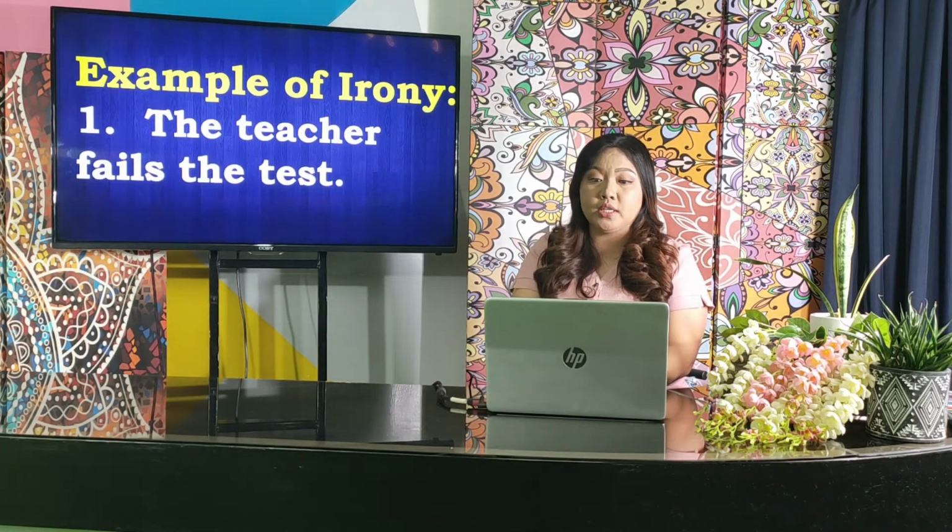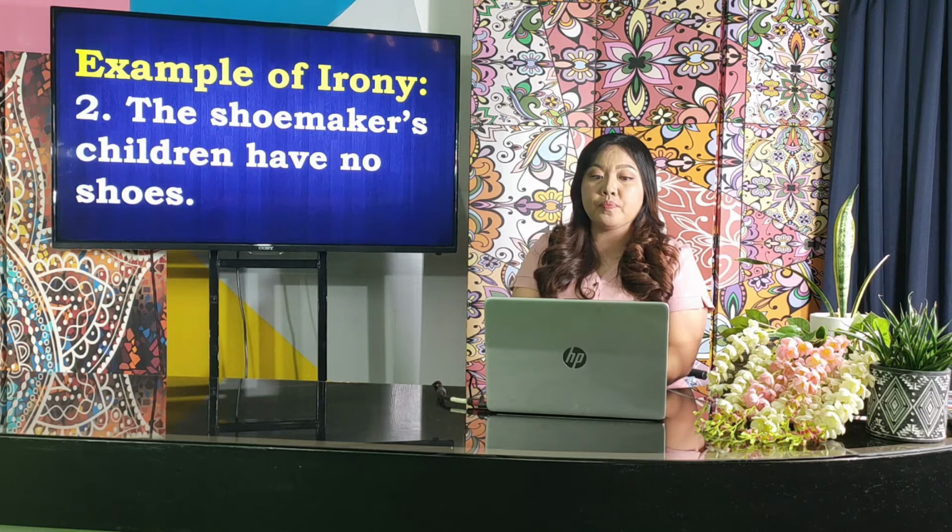Example of irony. Number 1. The teacher fails the test. We know that the teacher teaches knowledge and information, and he or she is the one who creates the test. It becomes ironic if he or she fails the test. Number 2. The shoemaker's children have no shoes. We know that a shoemaker is a person who makes shoes, and it is ironic if his or her own children are the ones who have no shoes.